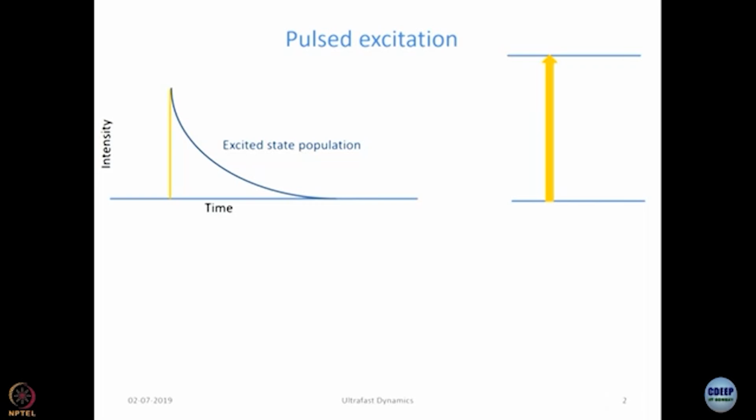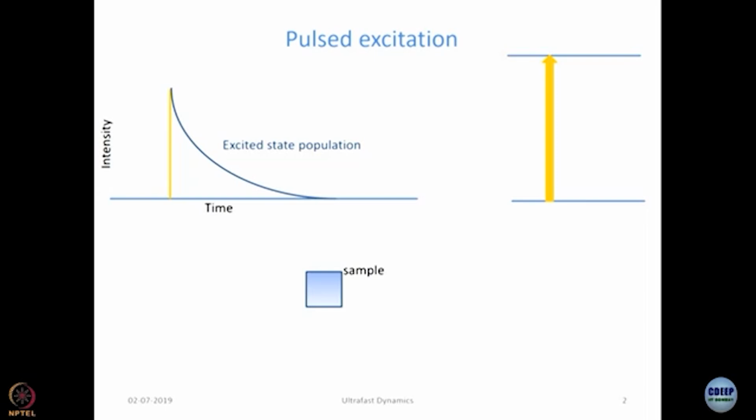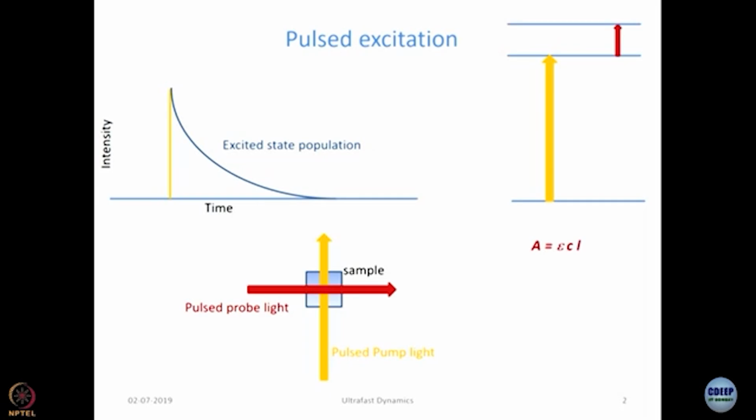The question is, how do I follow it, and how do I follow it with femtosecond time resolution? Do not forget, our purpose is to study things in femtosecond time scale. To do this, let us consider this is your sample, this square right here. Let us consider this is the pulsed pump light. We need a second pulse to follow the time evolution of the excited state. That pulse is called a probe pulse. And the pulse, let us say for now, is such that its energy exactly matches an absorption of the excited state that is created by the pump pulse, alright.